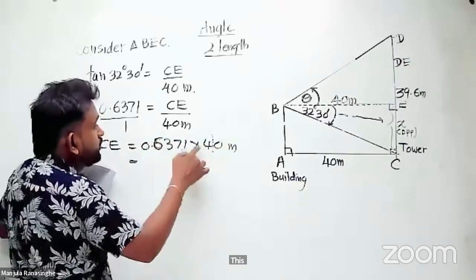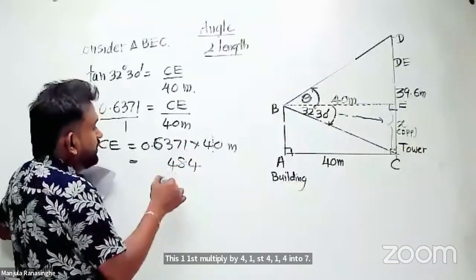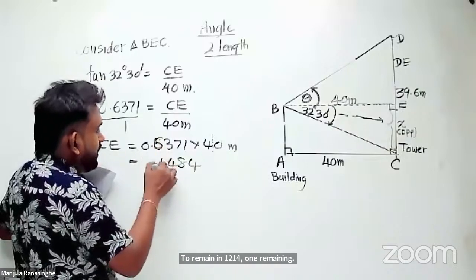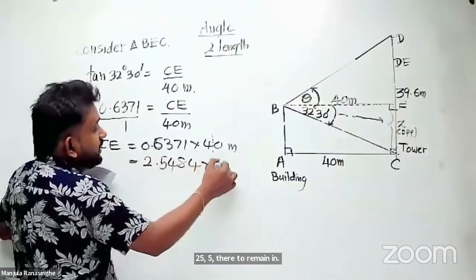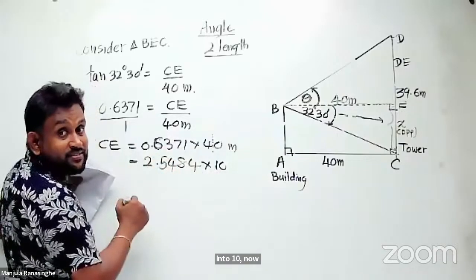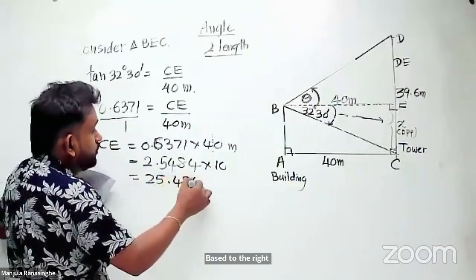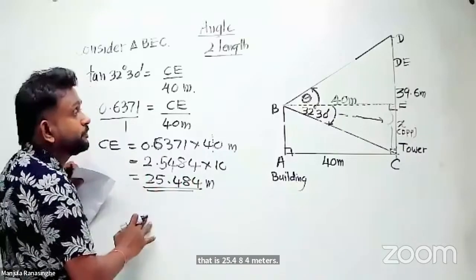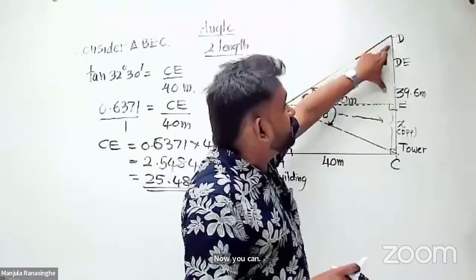4 1 4. 4 into 7 is 28, 2 remaining. 12, 14, 1 remaining. 25, 5 there, 2 remaining. 4 into 0 is 0, 2 there. Now into 10: multiplication by 10 moves the decimal point one place to the right. Then that is 25.484 meters. Now you found the CE length, then you can find the DE length.